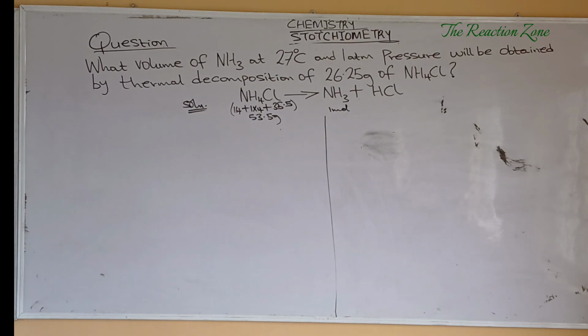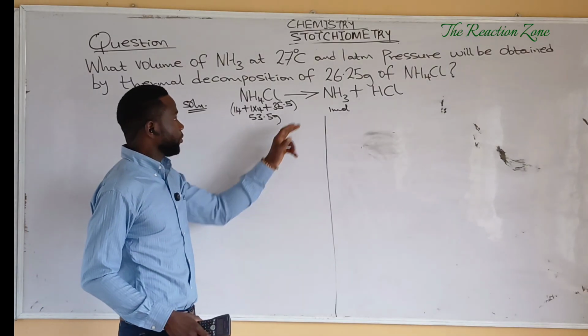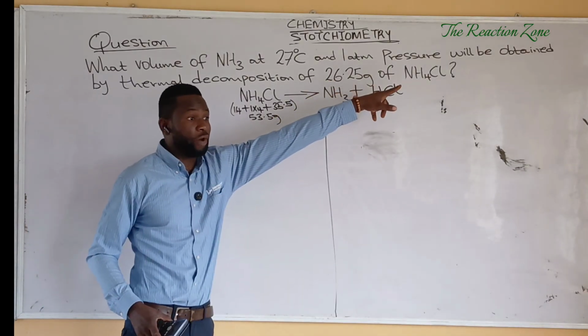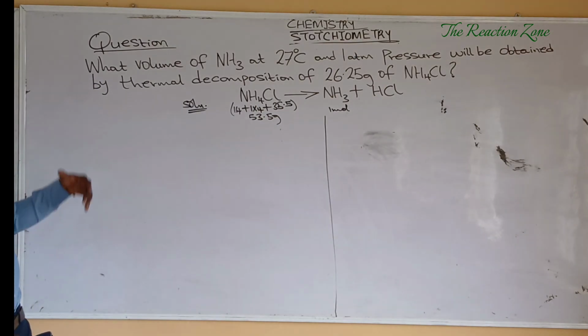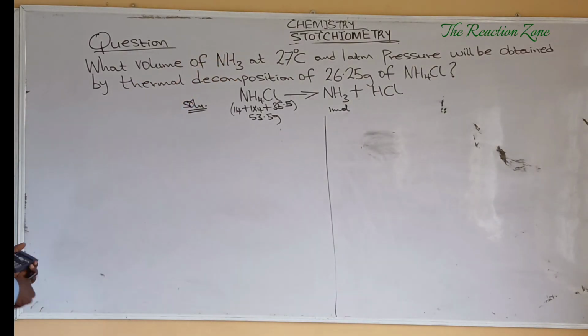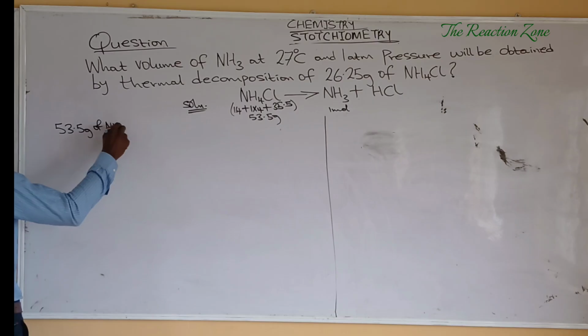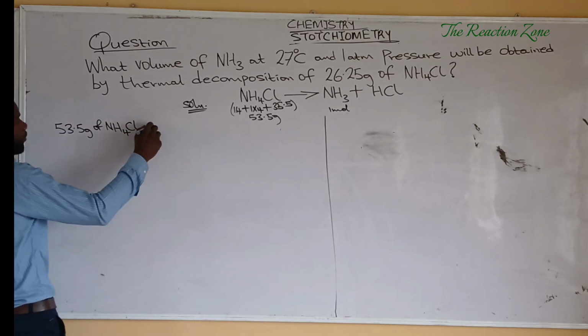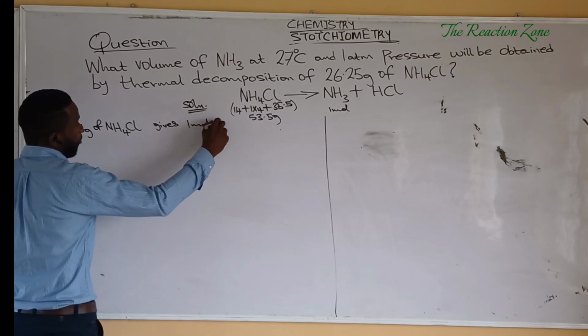Like I said, the first thing we need to do is to find the number of moles of ammonia that the decomposition of 26.25 grams of ammonium chloride will correspond to. When we get that, we can now find the volume of ammonia at 27 degrees Celsius and 1 atmospheric pressure. So, from the chemical equation, we can say that 53.5 grams of ammonium chloride gives 1 mole of ammonia.